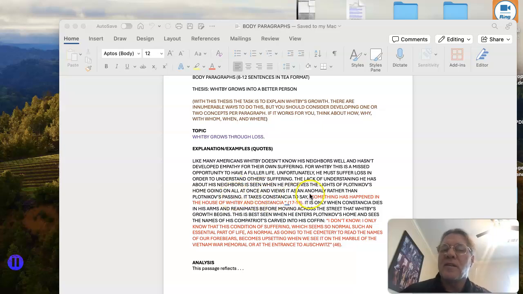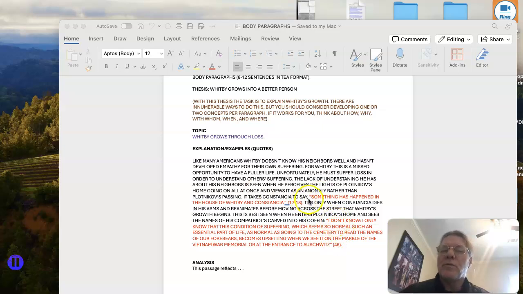It takes Constancia to say, quote, something has happened in the house of Whitby and Constancia, so here's my first example. Returning to my explanation, it is only when Constancia dies in his arms and reanimates before moving across the street that Whitby's growth begins. This is best seen when he enters Plotnikov's home and sees the names of his compatriots carved into his coffin. And here we have another long example.